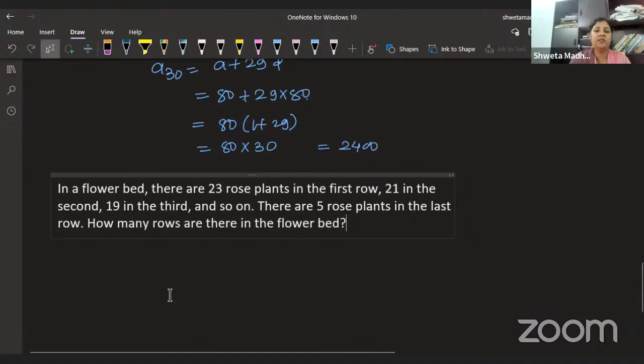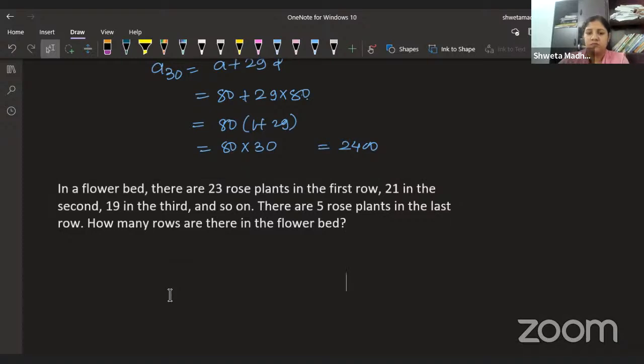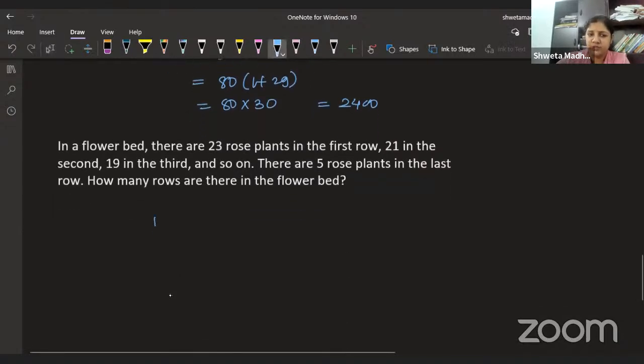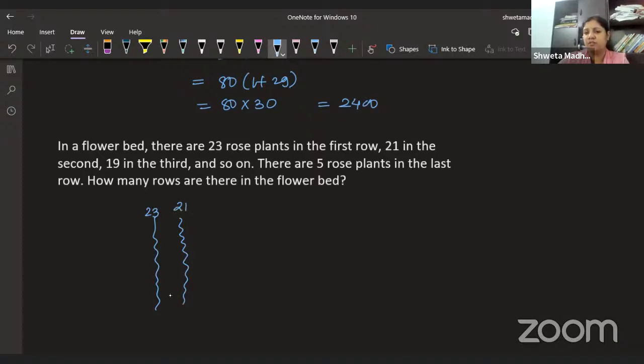In a flower bed, there are 23 rose plants in the first row, 21 in the second, 19 in the third and so on. There are 5 rose plants in the last row. How many rows are there in the flower bed? So there are rows. First row, there are 23 plants. Second row, there are 21 plants. Third row, again decreased, 19 plants. And so on. And the last row, we don't know which one it is, there are 5 plants.